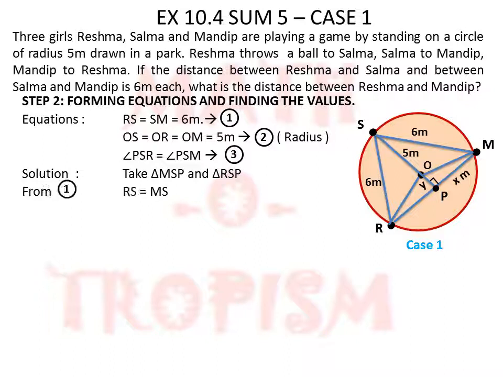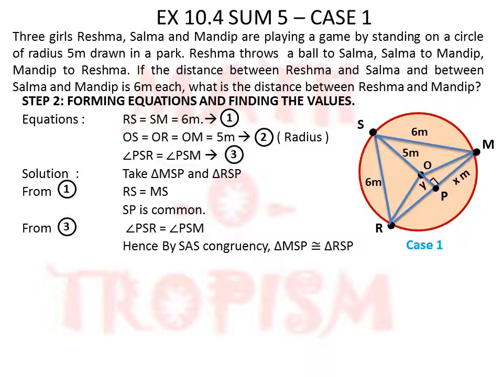Now we will take the bigger triangles RSP and PSM. Here again RS is equal to SM, SP is common, and angle PSR is equal to angle PSM. So by SAS congruency we get that triangle MSP is congruent to triangle RSP. Since these two are congruent, the lengths are also equal, so RP will be equal to PM. Also angle RPS will be equal to angle SPM. Since both are equal and form a linear pair, each will be 180 by 2, which is equal to 90 degrees. We have two right angled triangles.